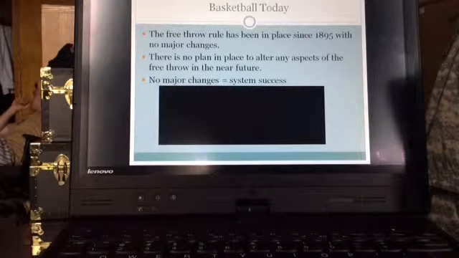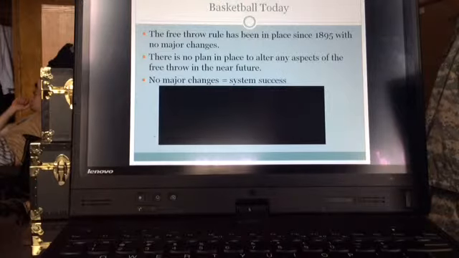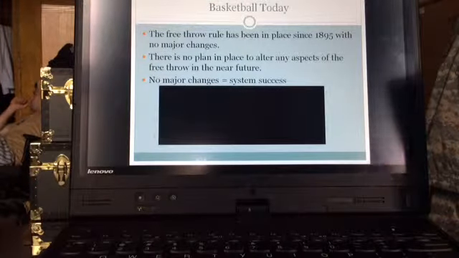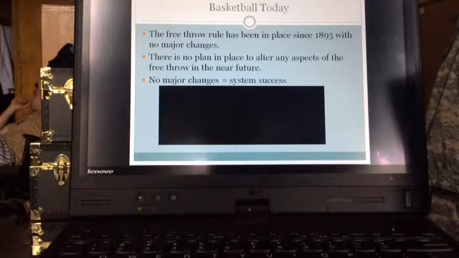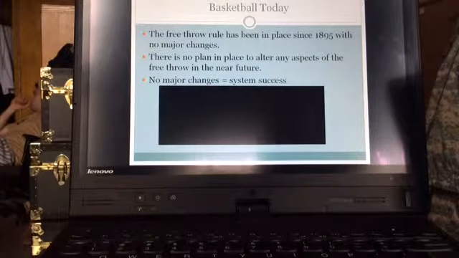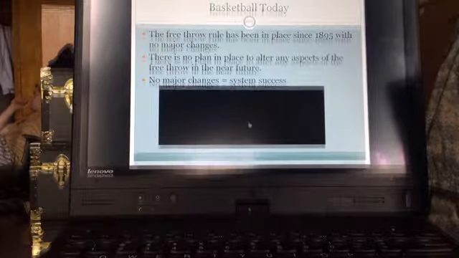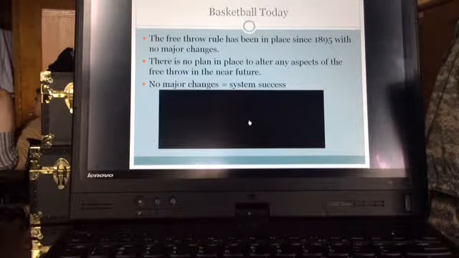Now, basketball today, like I stated earlier, the free throw is still being used. It's been used for over 120 years now. As far as I can tell, there is no plan in place to alter any aspects of the free throw in the near future, which in my mind is a system success.